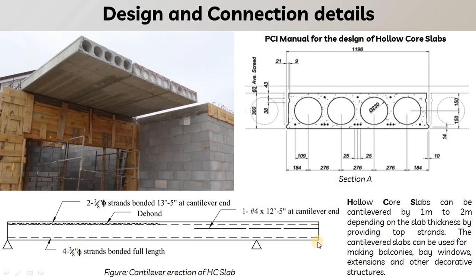So this is the longitudinal cross section of the hollow core slab, in which we have to place the additional top bar to have the cantilever projection of the hollow core slab. So yes, the hollow core slabs can be used as a cantilever projection also, but it has some limitations where we cannot go more than 2 meters. It also depends upon the loading type. This kind of cantilever structure can be used for balcony projections, for bay windows, for the extension part, or for decorative purposes as well.